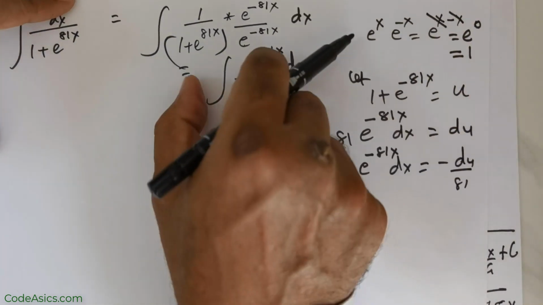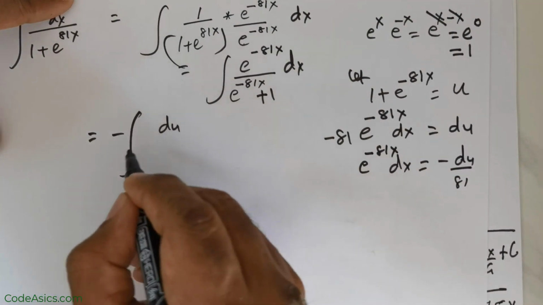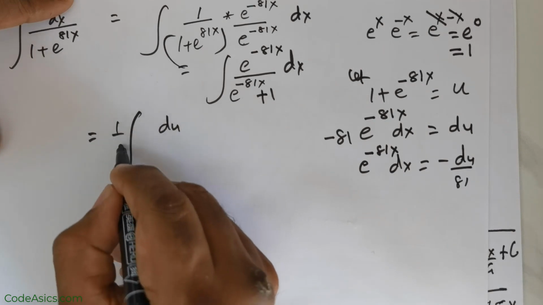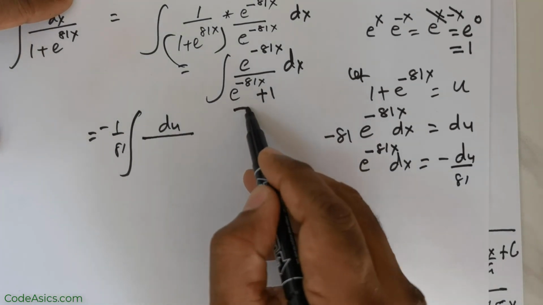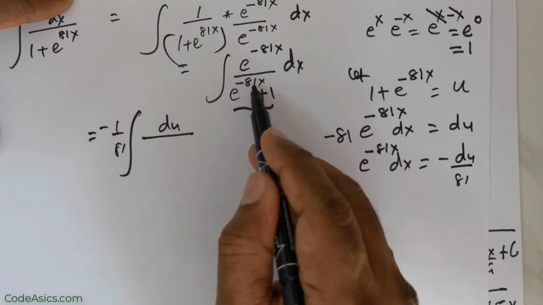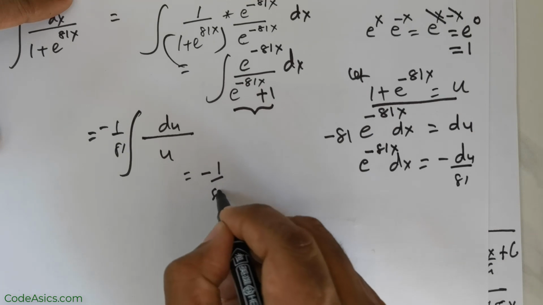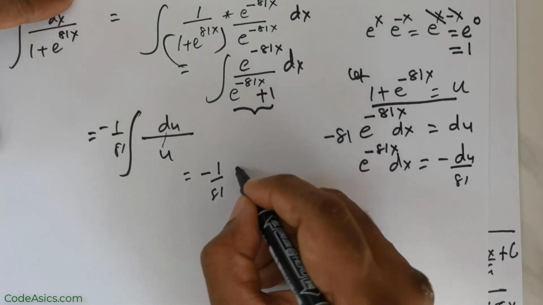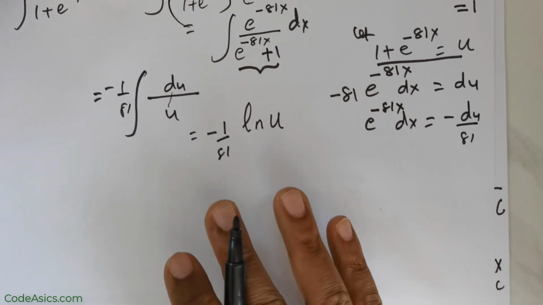Take this quantity and place it over here. So this is equal to negative du divided by 81. So I'm going to write this as follows: 1 over 81 with a negative sign divided by 1 plus e raised to the power of negative 81x is u. So this is going to be negative 1 over 81 integral of du over u. This has to be written as ln u. Do not write log, write it as ln.